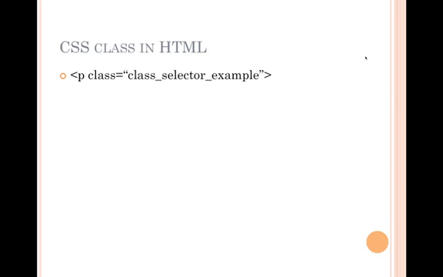And in the same case, I could do this. I could do P class equals class selector example, and that would apply any class styles that I had identified in my cascading style sheet for class.